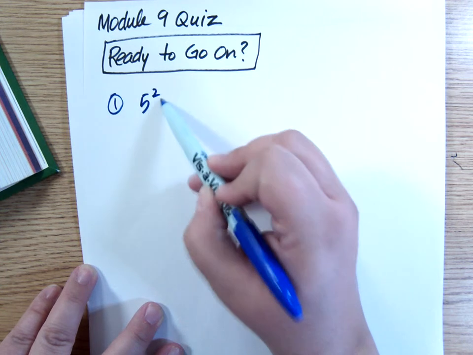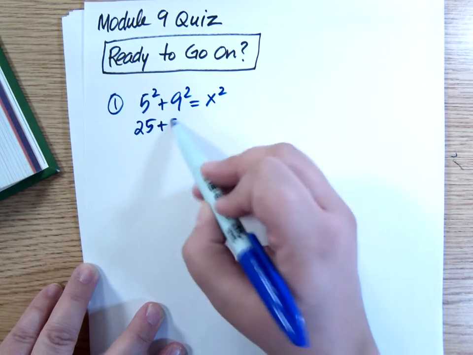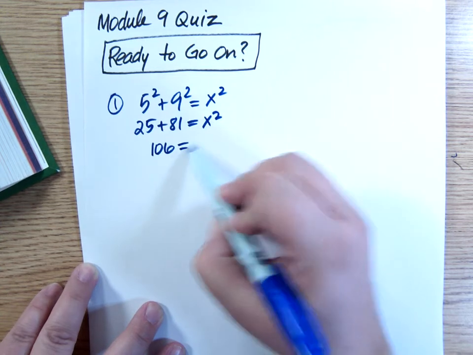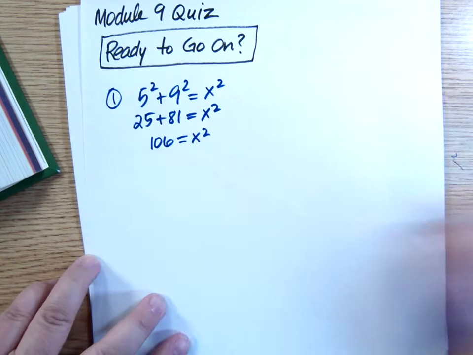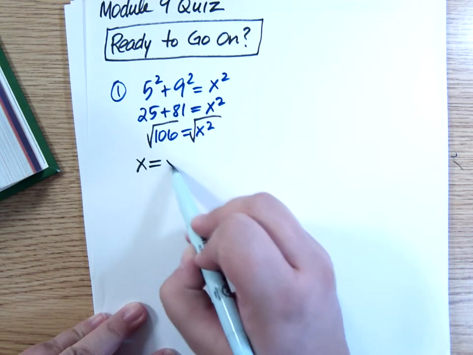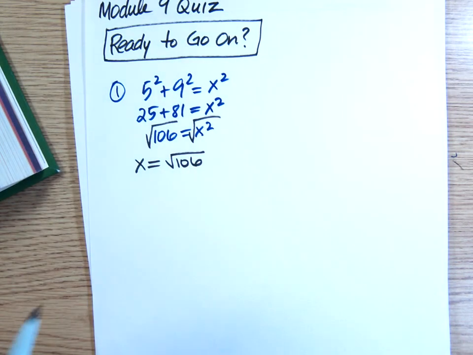angle. So 5 squared plus 9 squared equals x squared. 25 plus 81 equals x squared. That means 106 equals x squared. So I have to take the square root of both sides here, and I will get x is the square root of 106. So now I'm looking for the biggest perfect square that goes into 106. That's numbers like 4, 9, 16, 25, 36, and so on. I don't even know if there is one that goes into it.